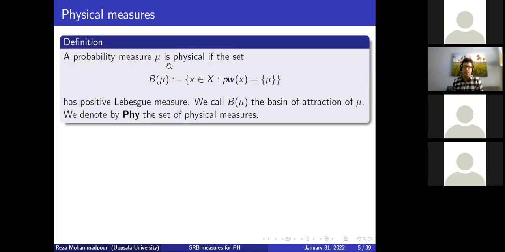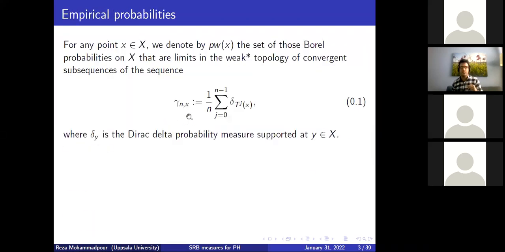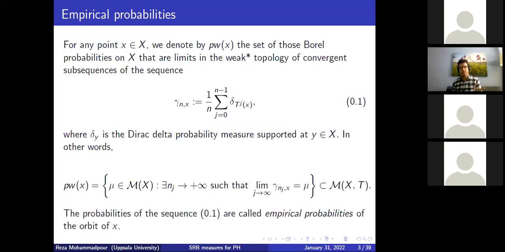Okay, a probability measure μ is called physical if the set of x such that the limit of the empirical probabilities exists and is equal to μ, which is called the basin of attraction of μ, has a positive Lebesgue measure. And we denote by PH the set of physical measures. So the difference between physical measures and observable measures is as follows. In the case of a physical measure, this limit should exist, and then the basin has a positive Lebesgue measure. But in the case of an observable measure, we can talk about the accumulation points and a measure around the accumulation points.